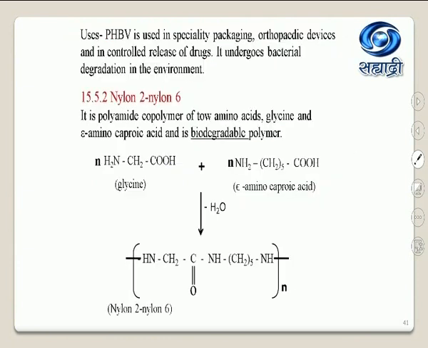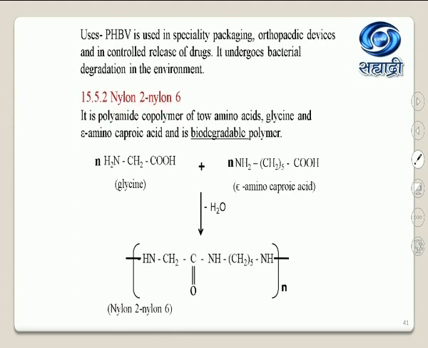Now, the uses of this PHBV: it is used in specialty packaging, orthopedic devices, and in controlled release of drugs. It undergoes bacterial degradation in the environment. This is the very important property due to which it is known as a biodegradable polymer. Now the next polymer is nylon 2-nylon 6.